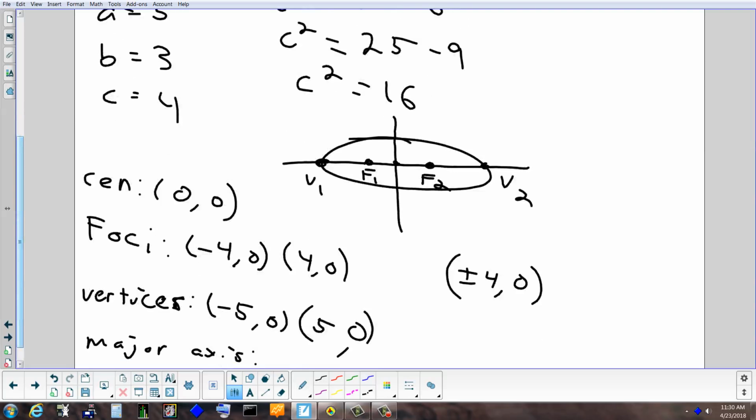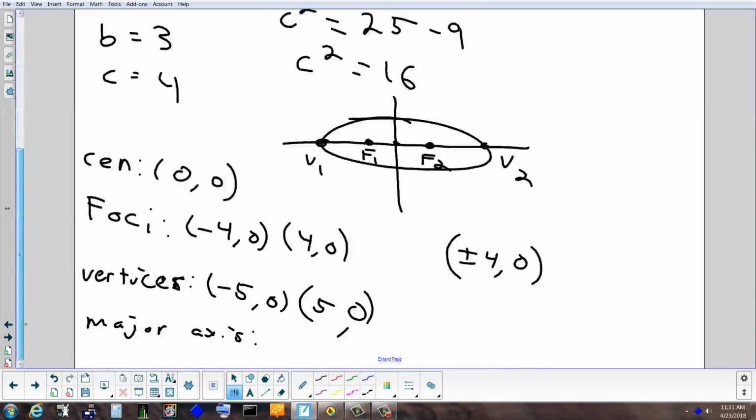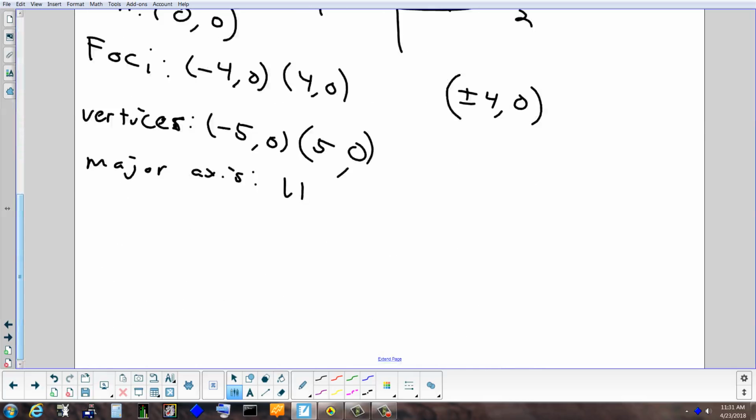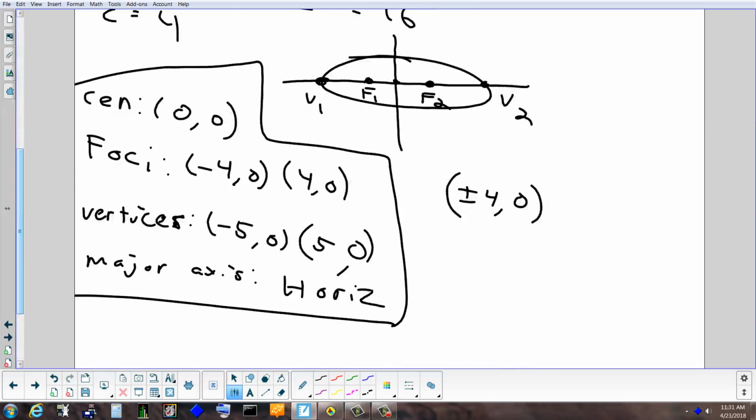Yep. Horizontal, because the bigger number is under x, so the major axis goes in the x direction. So major axis: horizontal. And that's all the stuff you have to say. Okay, so 4 things you have to say when you discuss an ellipse. Any questions on how we figured any of that out?